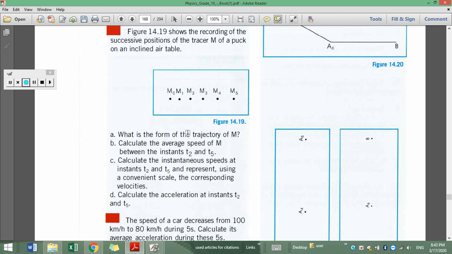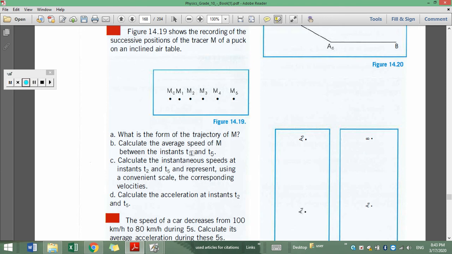So what is the form of the trajectory of M? We define the trajectory to be the pathway of the moving object, or in other words, it is the combination of the successive positions of the moving object. And here these dots of M0, M1, M2, and so on represent the positions of the moving object. If we join them together, what is the shape of the trajectory? It is a straight line.